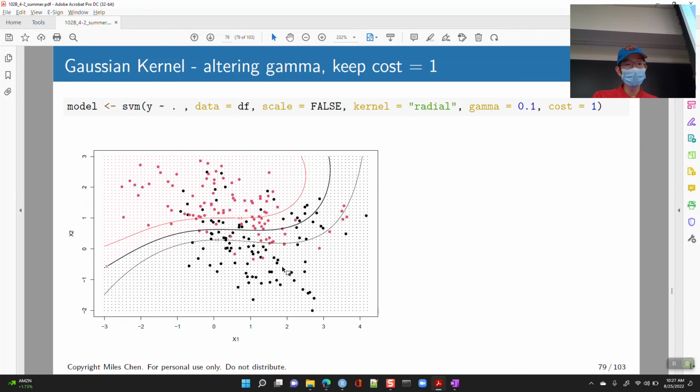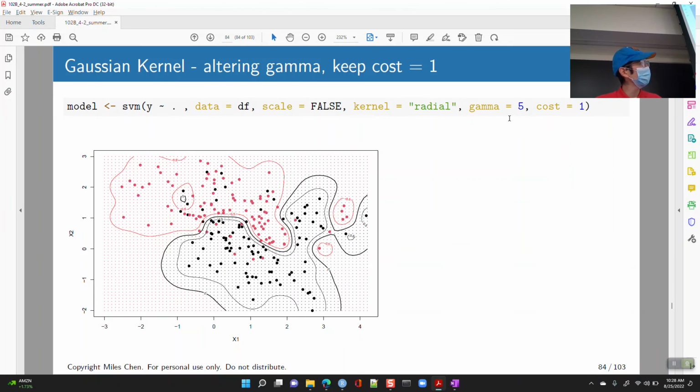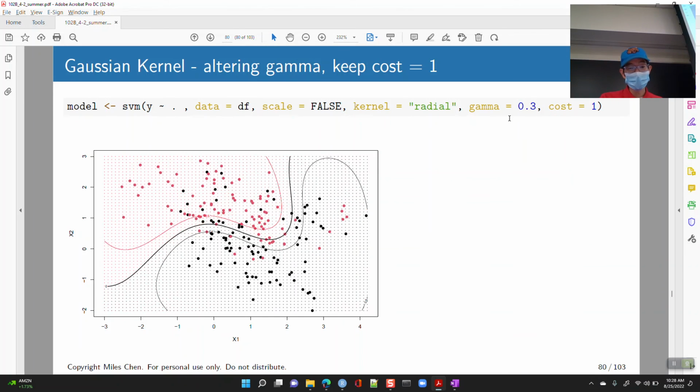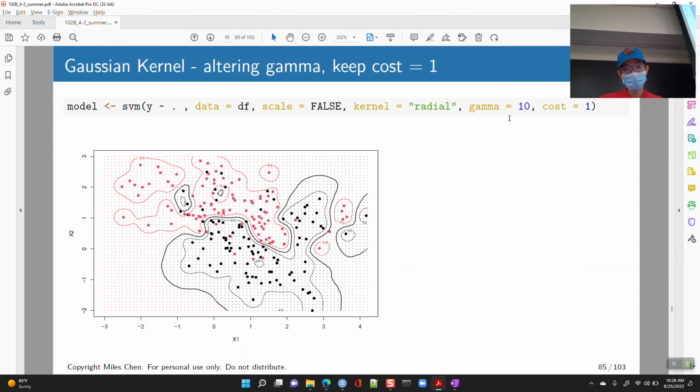So what happens if I alter the gamma? Here I'm going to keep the cost at 1. Here gamma is 0.1, 0.3, 0.5, 1, 2, 5, 10. So what happens as I increase the gamma? This is gamma 10, and these are the boundaries that I get.